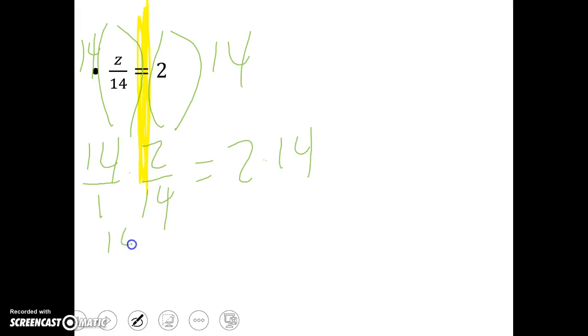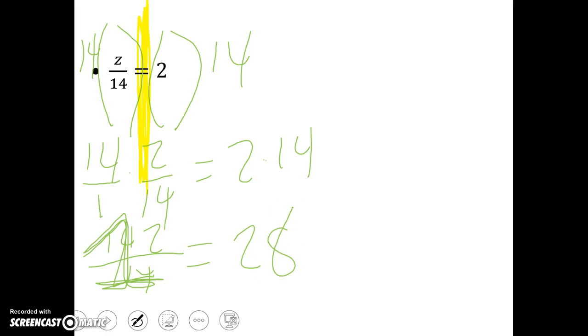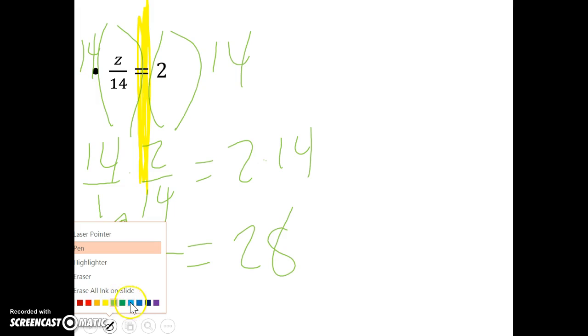14 times z is 14z. 1 times 14 is 14. This gives you 1z equals 28. So z equals 28. The other way that I can show it to you was that other way that we did it. We just kind of write it out long ways.